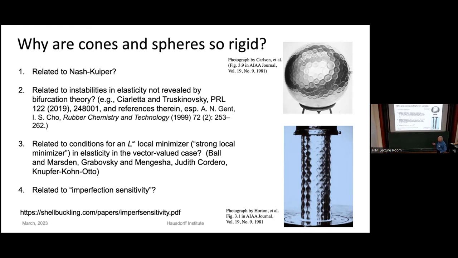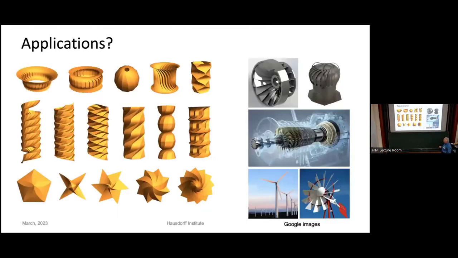There's a whole bunch of experiments, some of them summarized here, about imperfection sensitivity. So it does have to do with local minimizers, probably strong local minimizers and so forth. So I think all of these topics are related. They're all sort of similar, right? They all deal with C1 versus C2, or W1 infinity versus L infinity. And probably the understanding of why cones and spheres are so rigid is coming from these issues. So I have nothing really to add to this, but I do think it's really important to solve some problem in calculus of variations for strong local minimizers, any decent vector valued problem, so we begin to understand what the conditions are, and what lies beyond the conditions.